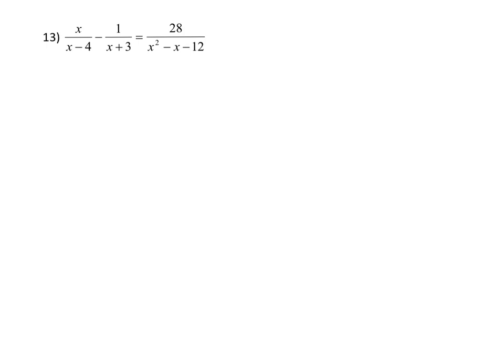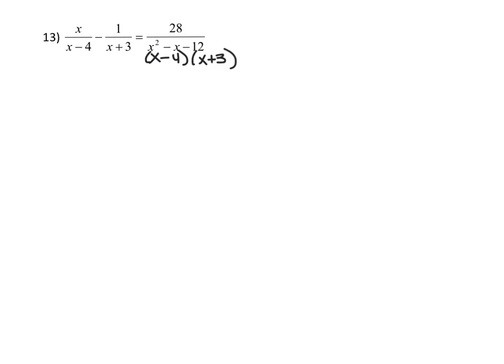Okay, the next one we were taking a look at was number 13. Now, first thing we want to do is find a common denominator. If you look at this denominator here, it can be factored. If any denominator can be factored, you want to factor it first to help you find the common denominator. So this denominator factors to x minus 4 times x plus 3. In order to factor this, you want to come up with two numbers that multiply to negative 12 and add to negative 1, so negative 4, positive 3.